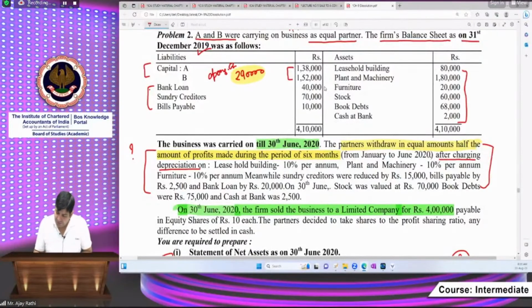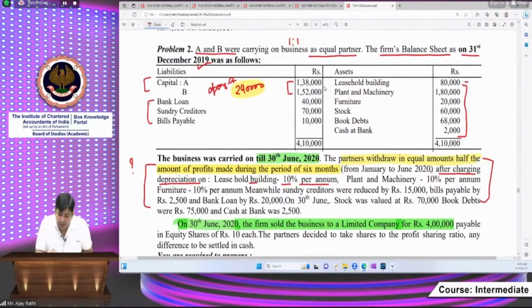They are saying per annum depreciation rate is there, that is 10% on leasehold building. Depreciation is 10% per annum, and we have a periodical difference of 6 months only. It means we shall not reduce the full 10%. We shall reduce the depreciation by applying 10% multiplied by 6 by 12. So can I say that is the 5% we have to reduce? Yes. So I am showing you the solution.